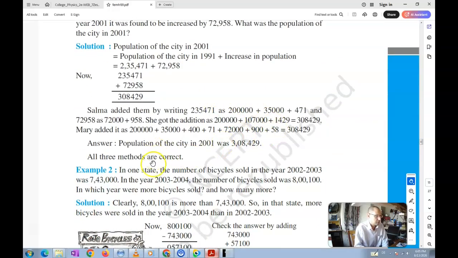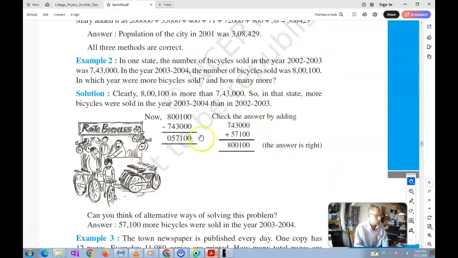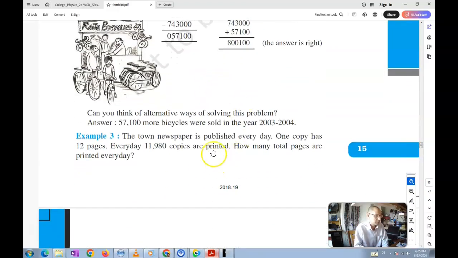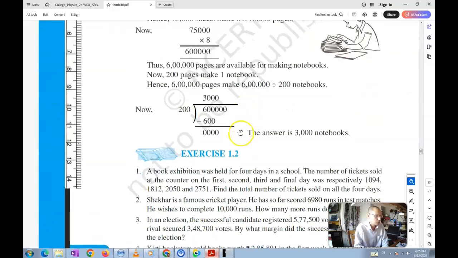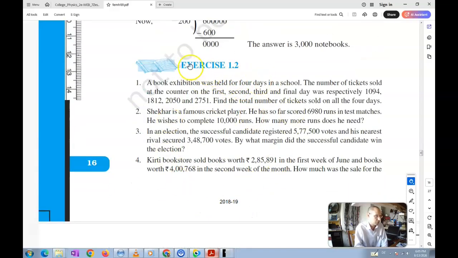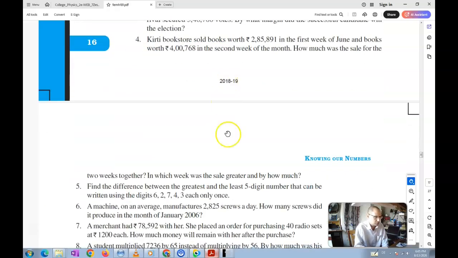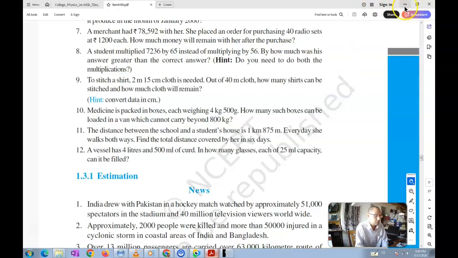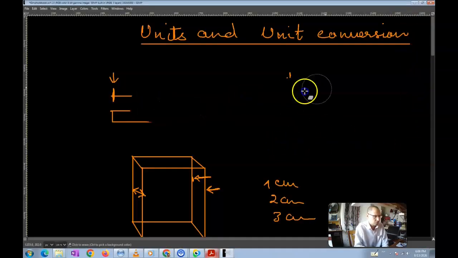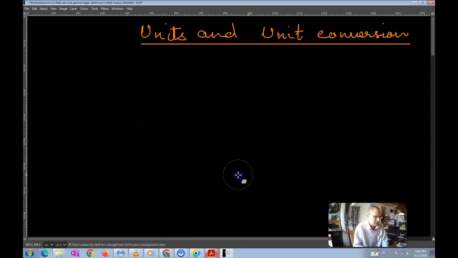And then all of these can be used in order to solve different problems. For example, the number of bicycles that we sold, the difference between the number of bicycles, or the number of copies of a newspaper, and so on. So all of these are linked together. We also went through exercise 1.2, in which we had such problems. You work with the numbers and also with the units in order to solve problems successfully, right? So that's a simple thing. But the first thing we need to understand here is what a unit is and where it originally comes from, right? Unless you understand what a unit is, you know what a number is, right?